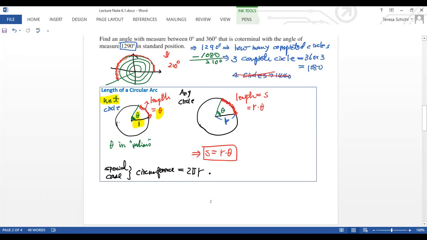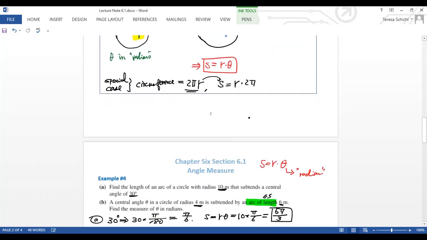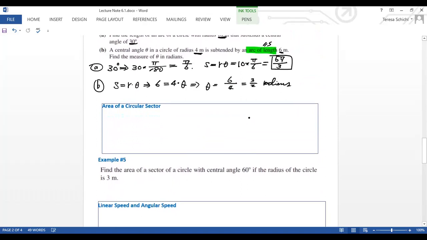Now let's take a look. We know S here is the length of the arc, so if you want to count the circumference, it is the whole circle. R is still in here. What is theta for the whole circle? It's 2 pi. So that's why we define the circumference as 2 pi r. It matches our definition, so it's a special case of our definition. It's pretty cool, right?